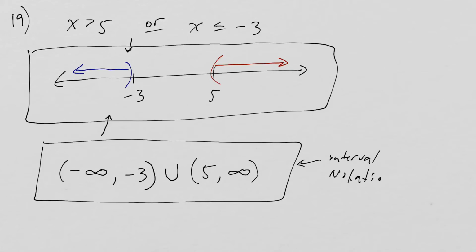And if you wanted to write this as a compound inequality, you would write x < -3 unioned with x > 5. This problem wants you to write it in interval notation like this, and they want you to graph it. So those are the two forms of the answer that would be acceptable.